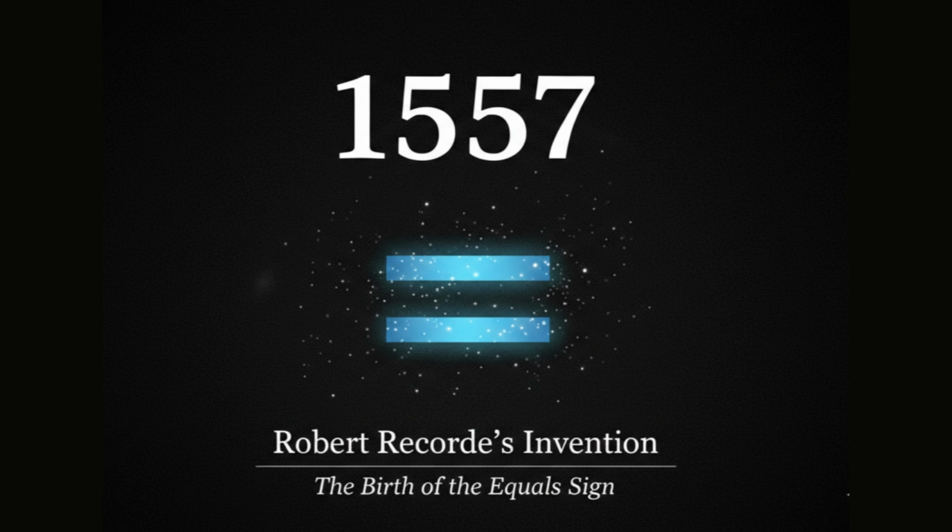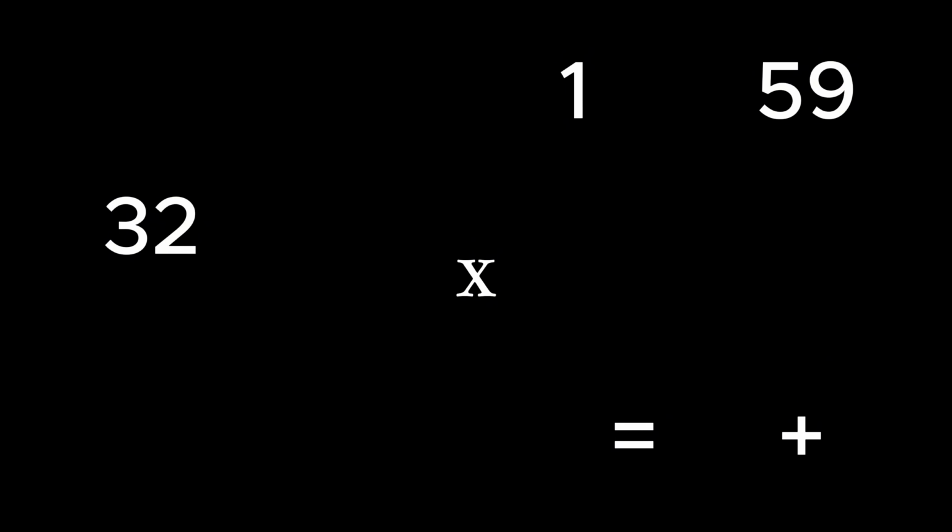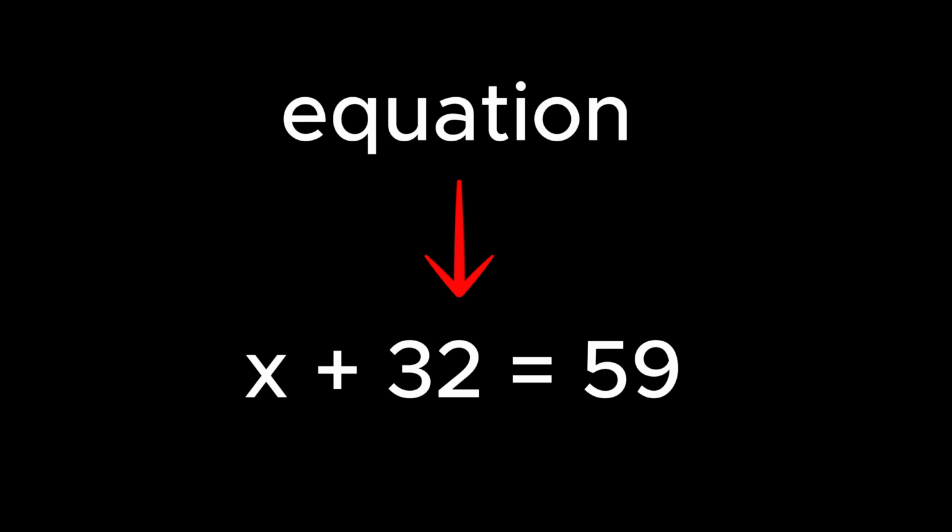Here's a cool story. The equals sign was invented in 1557. Before that, people wrote "is equal to" every time they wanted to show equality. Imagine writing that every single time you solve an equation. When we combine variables and constants, we get an equation.